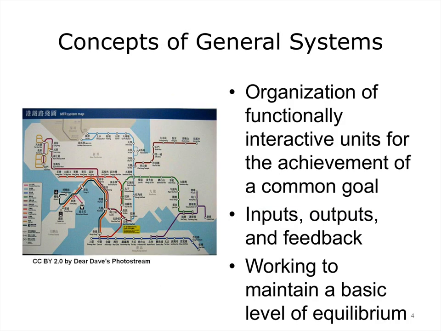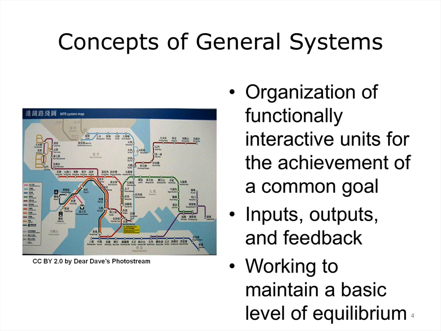So, now that we understand how health IT spans the three circles, let's review the foundations of systems in general. What is a system? It's an organization of functionally interactive units for the achievement of a common goal. All systems have inputs, outputs, and feedback, and they work to maintain a basic level of equilibrium, as can be seen in this illustration of the Hong Kong subway system. One system feeds into another.